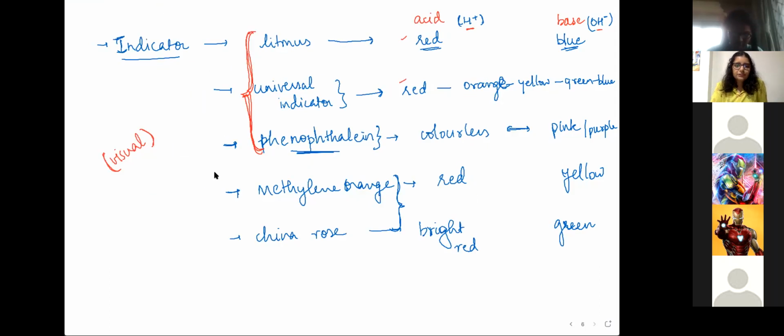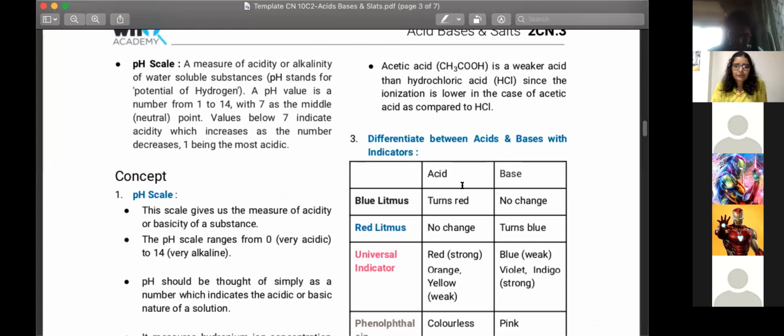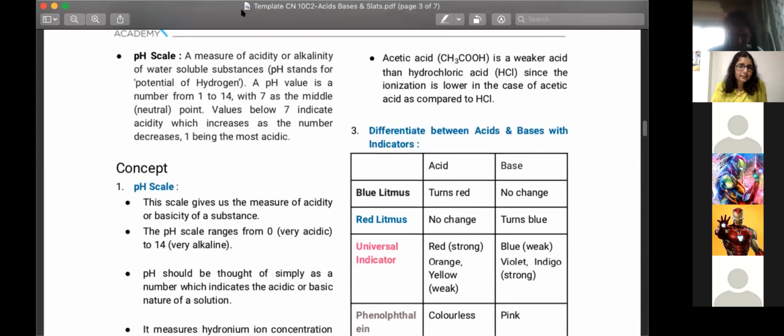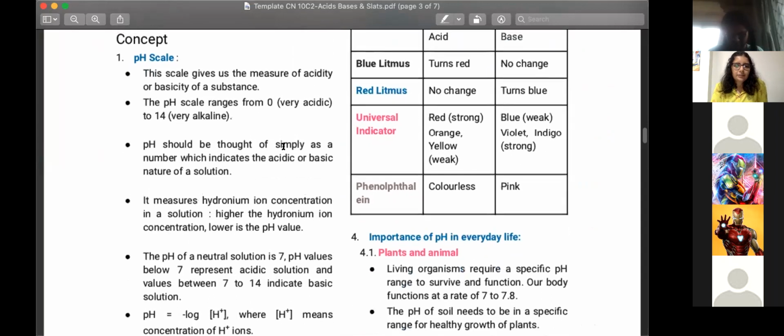Okay. Now continuing with the pH thing. Right. So the pH scale is a measure of acidity and alkalinity, and goes from 1 to 14. 7 is the middle, neutral. Important points: it gives the measure of acidity or basicity. It's literally a physical measurement that ranges from 1 to 14. It should be thought of simply as a number which indicates an acidic or basic solution.